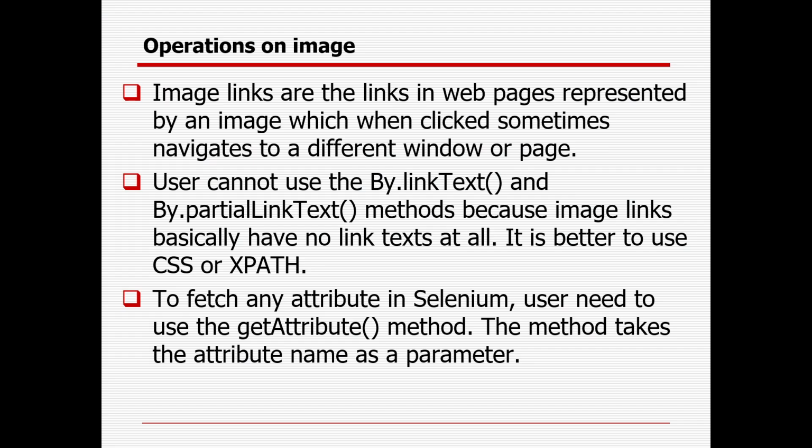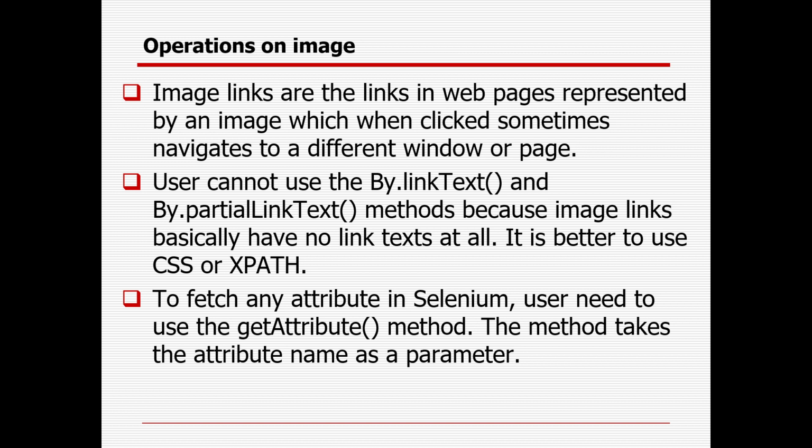So what are the operations we can do on images? What does it mean by images? Sometimes an image has no link or hyperlink available, just an image. In that case, you can get the attributes of the image, like the image type and properties. In case it is clickable, you can identify the image and click it, and it might open a new page or a new window, and you can go to that window and validate it.